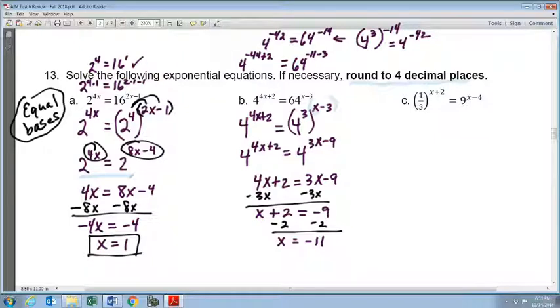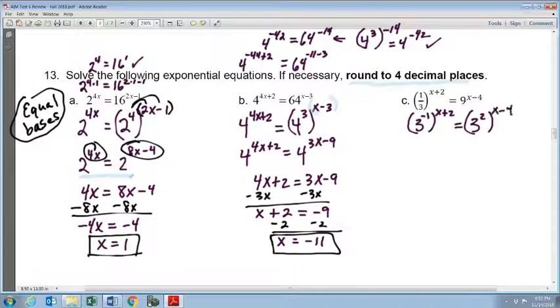On letter C, if you look at the left side here, we could write that as 3 to a power, and we could do the same thing with the 9 on the right. We know that 3 to the first power is 3, so 3 to the negative 1 power would be 1/3. Whoops, I'm sorry, I forgot to put that last step in on the last problem. So here, it'll be 3 to the negative 1 power to the x plus 2 power is equal to 3 squared to the x minus 4 power.